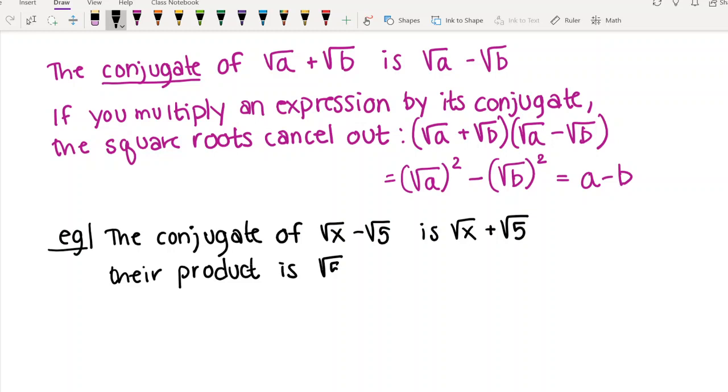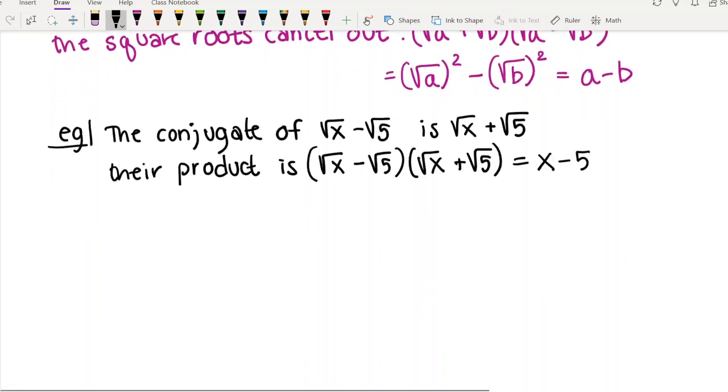We would get square root of x minus square root of 5 times square root of x plus square root of 5. So we know that those middle terms are going to cancel out. And then we're going to have square root of x squared, which is just x. And then minus square root of 5 squared, which is just 5. So that's a fairly simple example.